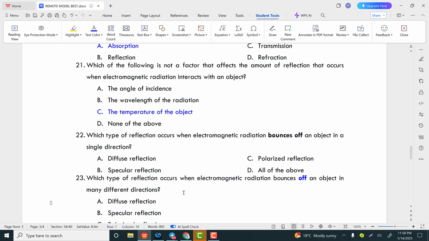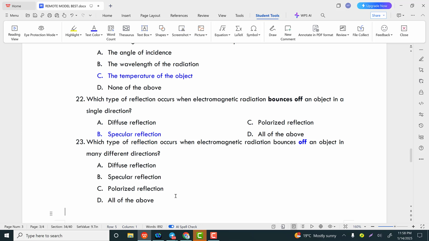Question number 22. Which type of reflection occurs when electromagnetic radiation bounces off an object in a single direction? If electromagnetic radiation is coming from one direction and all the energy is reflected back in the same direction, this type of reflection is known as specular or mirror reflection. So the answer is B.